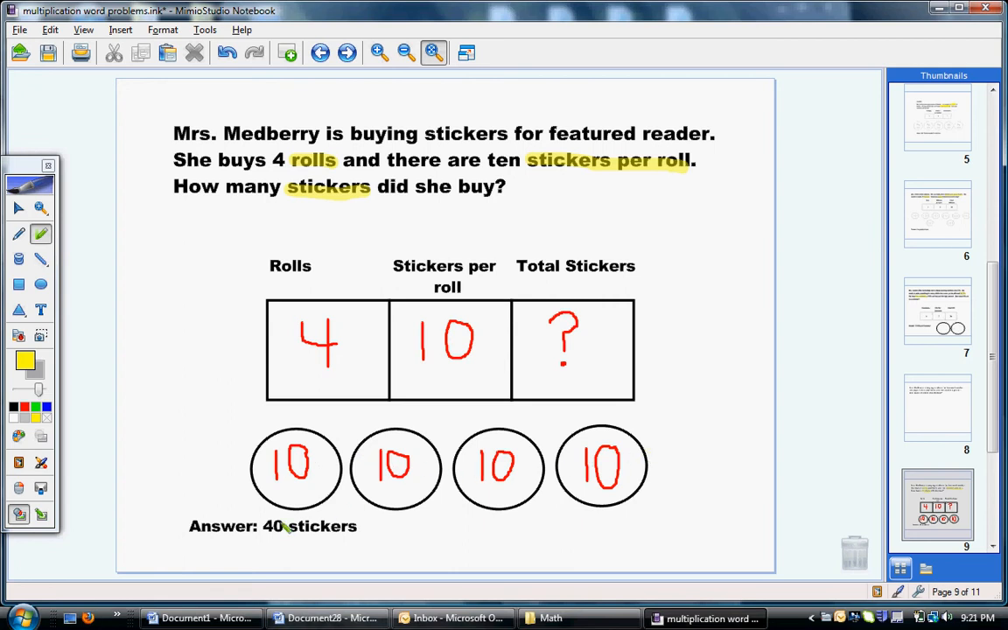I double check, does that make sense? My question says, how many stickers did she buy? My answer is 40 stickers. I know I answered the question. Now I have to think, does that make sense? Well, 4 rolls with 10 stickers in each one is a medium-sized number. 40 is a medium-sized number, so I feel pretty comfortable that I got my answer right.